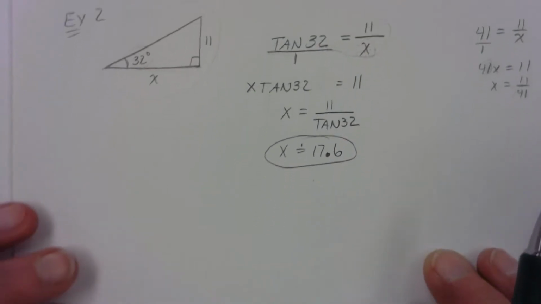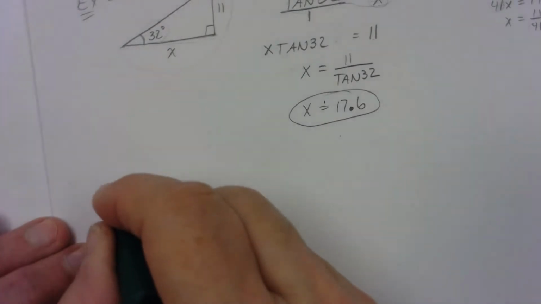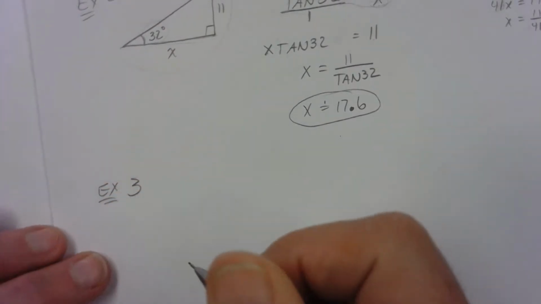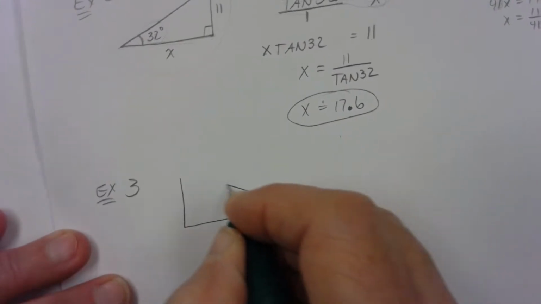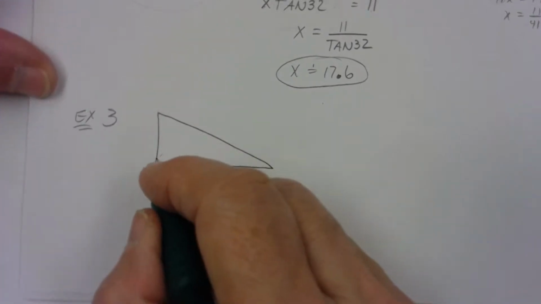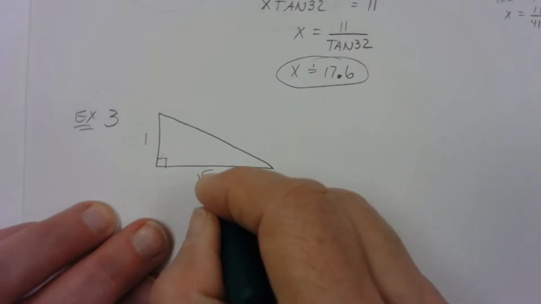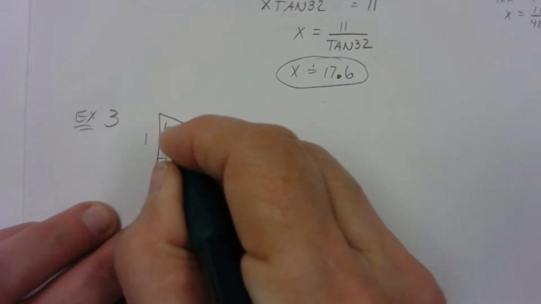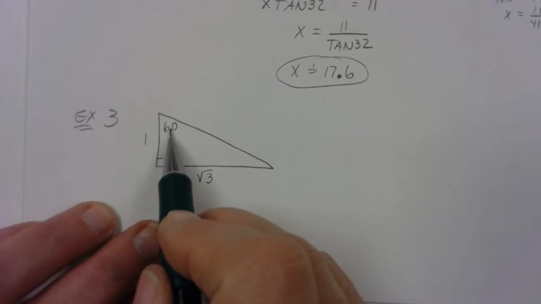Okay, let's try example 3. This one says we've got a triangle that looks like this. Sorry, let me stand that up. Right, got a right angle here. This is a 1, this is a root 3, and this is 60. This isn't like the other one. This one says, use special right triangles to find the tangent of 60. 60 is one of the angles in a special right triangle.